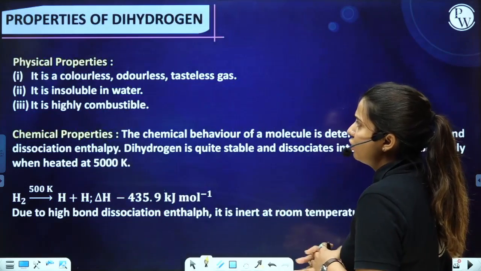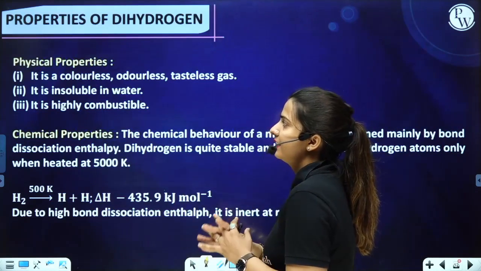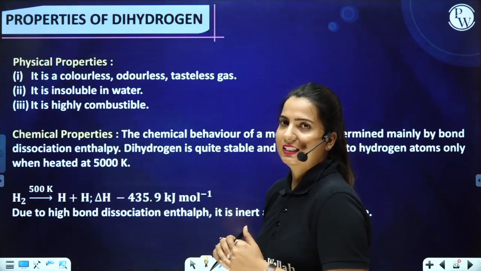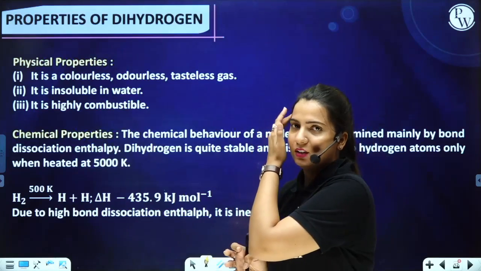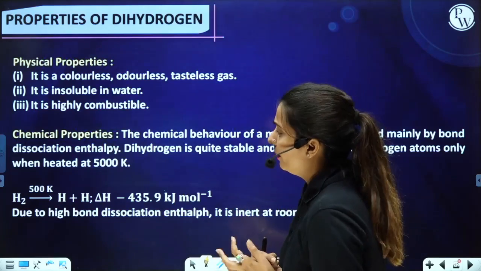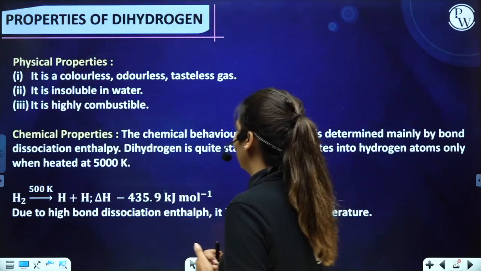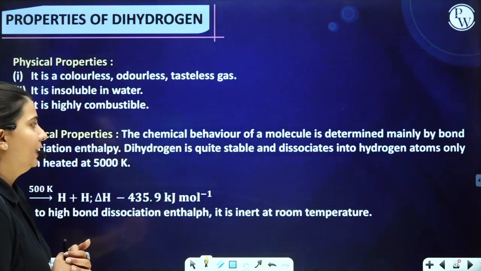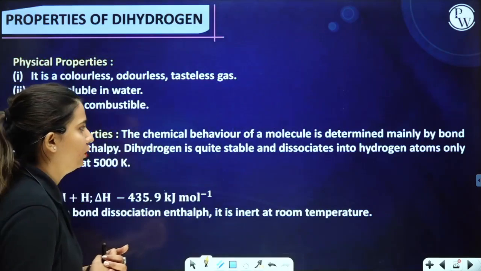Properties. Now we should discuss the properties. It is colorless, odorless, tasteless. It is insoluble in water. It is a very highly combustible gas. We know all of these things, and these are not very much asked in the examination, but these are the properties and you should know them. Okay. Now chemical properties. The chemical behavior of a molecule is determined mainly by the bond dissociation enthalpy. Dihydrogen is quite stable and dissociates into hydrogen atoms only when heated at 5000 Kelvin.